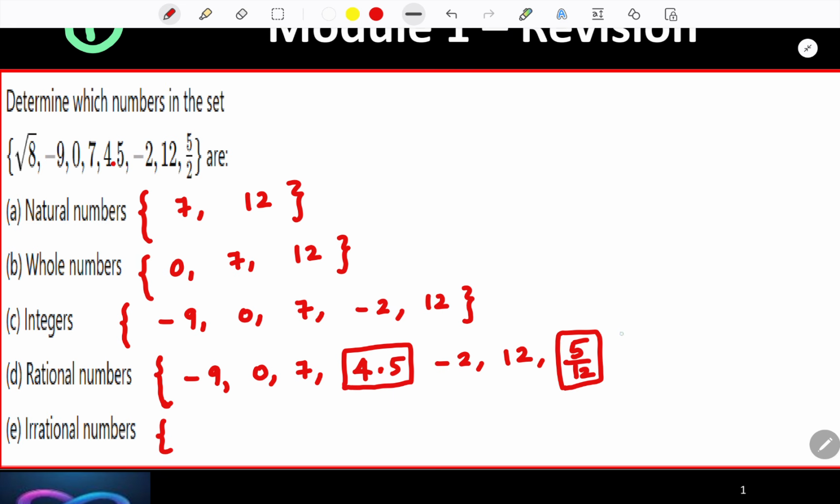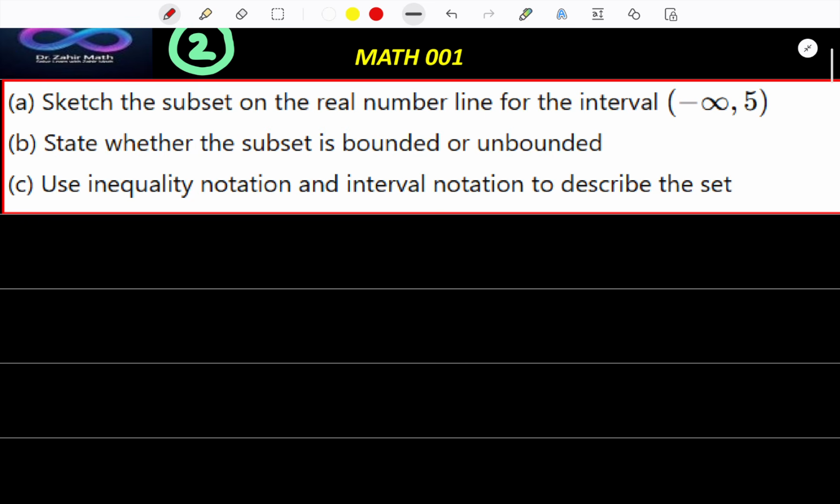Clear? And then irrational numbers. Irrational numbers are square roots, pi, e. We used to tell. So the only one number which is irrational is square root of 8. So in this way, we are going to classify the numbers according to their situations: natural, whole, integers, rational and irrational. Let's go to the next question.